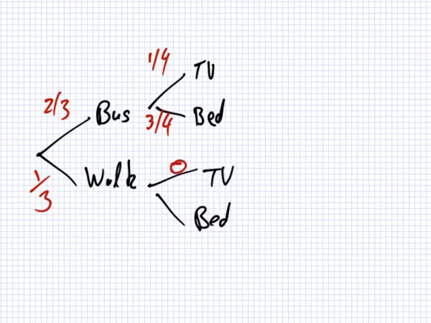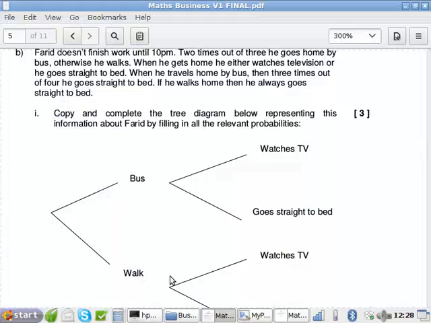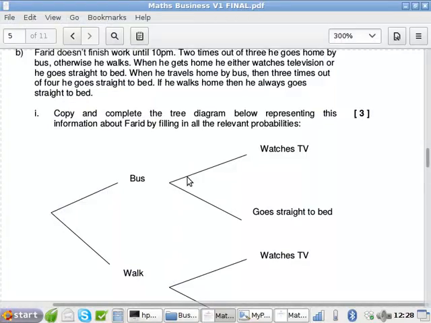Stay calm, Stephen. Stay calm. Right, like this. Yes. Complete the diagram. Right, that's what we've done.